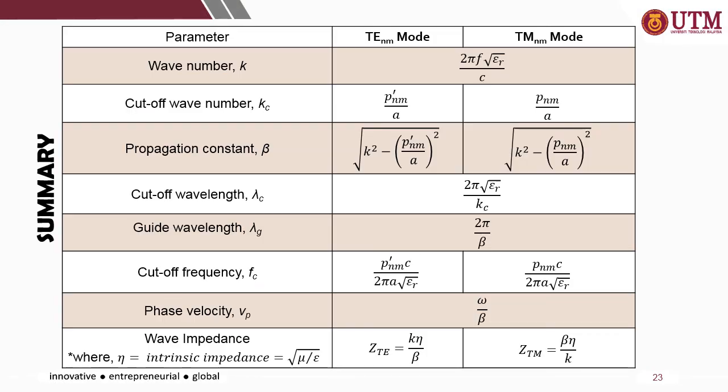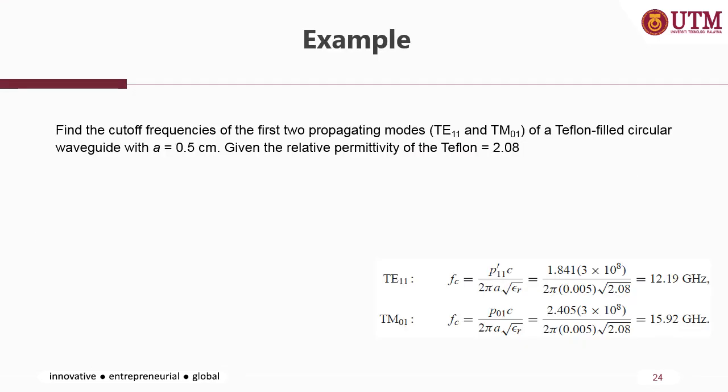The table summarizes some parameters that you need to consider in your calculation of the cutoff frequency of a circular waveguide. Some of the parameters have been seen earlier in the previous slide, such as k, the wave number. The related equation to get the wave number is shown in this table, and the table will be provided to you together with the rho nm and rho prime nm tables for your analysis. Okay, let's look at an example.